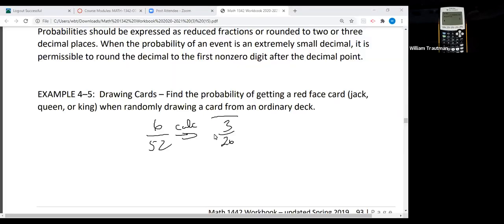So when we did it ourselves, we got 6/52, put it in our calculator, and we ended up with 3/26. Your calculator divided the top and bottom by the same number, and we get 3/26 as our answer. The probability of getting a red face card is 3/26.